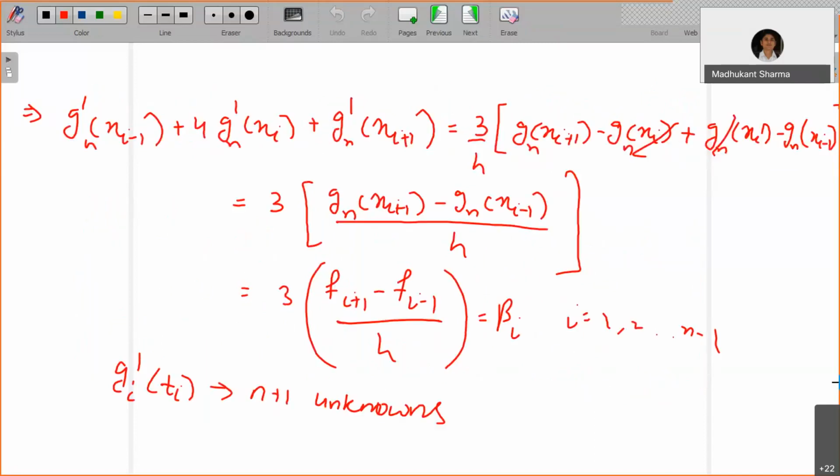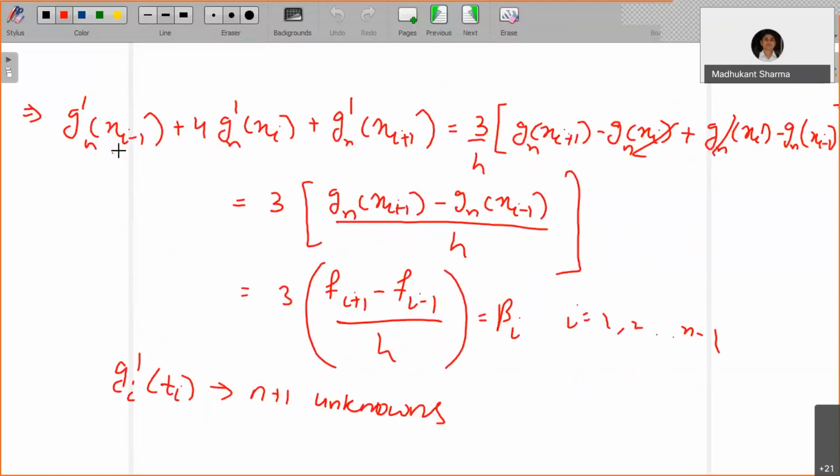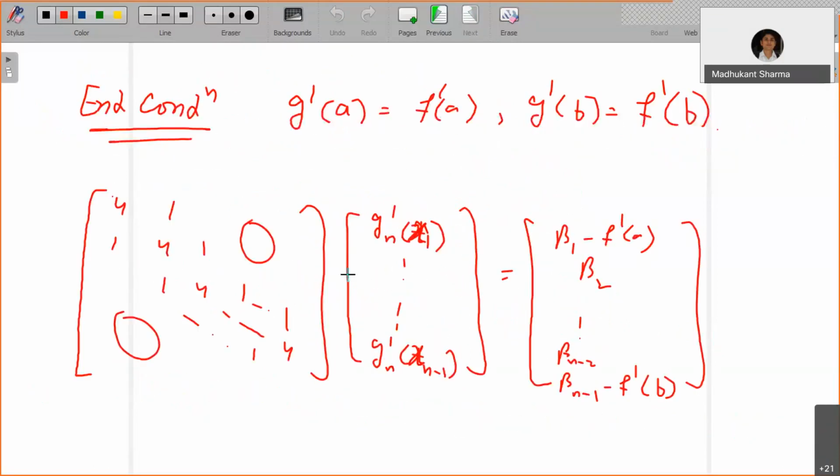For the second equation, when you have i equal to 2, you have here x1, x2, x3. All things are unknown to you. So you have 1, 4, 1; coefficients are 4 for x1, x2 and x3. So 1, 4, 1 here, and so on. In the next equation, if you have i equal to 3, you have here x2, x3, x4. So x1 is 0, that's why there is 0 here, 0 starting. Then 1, 4, 1.